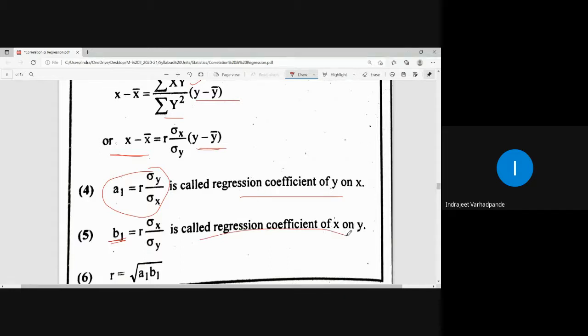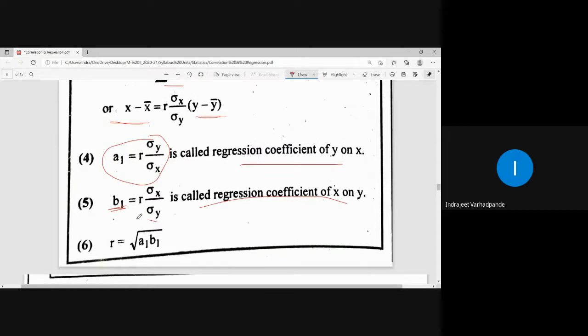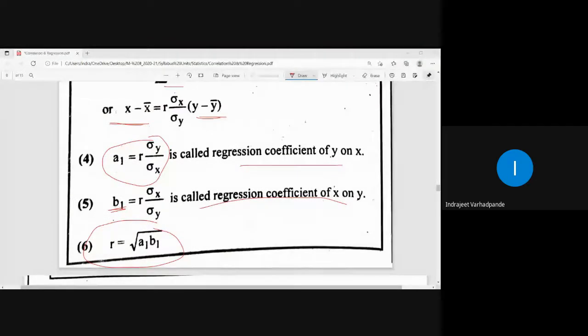So these are the important terms or formulae to be kept in mind for further simplification of problems. r is equal to under root of the product of the two regression coefficients, that is, the geometric mean of the two regression coefficients. So this is all the theory part related to regression and regression lines, properties of regression.